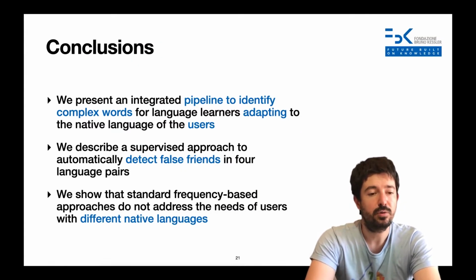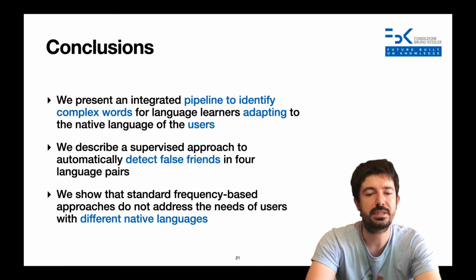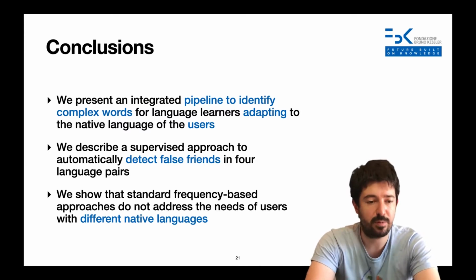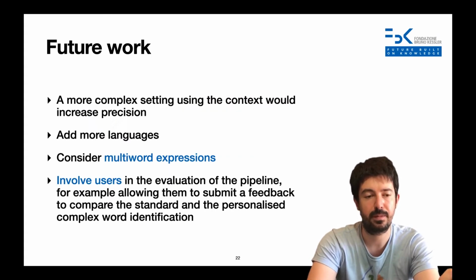In conclusion, we present an integrated pipeline to identify complex words for language learners, adapting to the native language of the users. We describe a supervised approach to automatically detect false friends in 4 language pairs. We show that standard frequency-based approaches do not address the needs of users with different native languages.